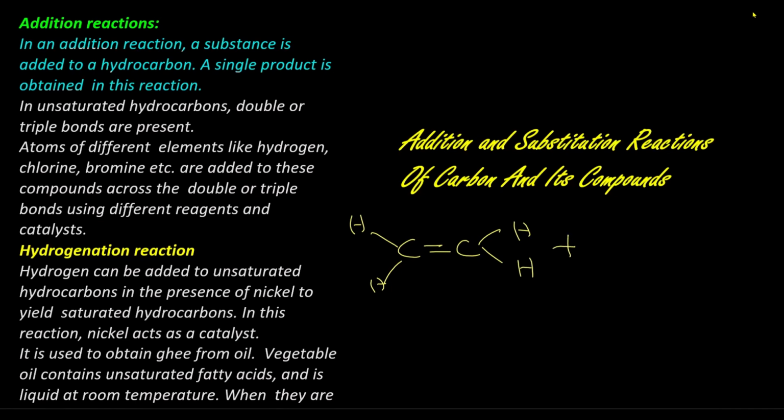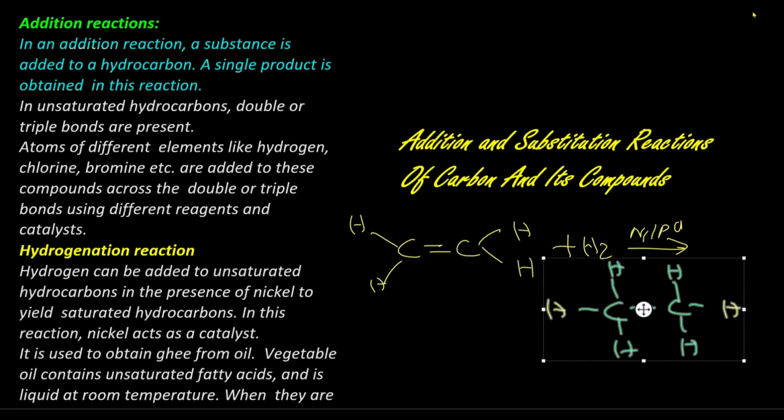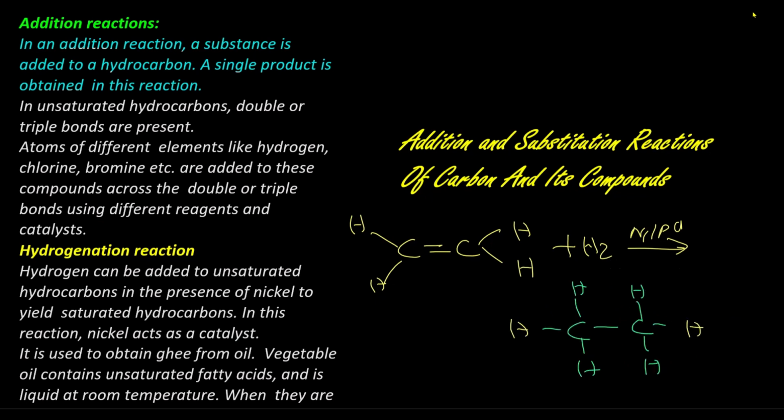Now, if I add hydrogen to this in the presence of a catalyst, normally nickel or palladium, see what happens in this case. Here, the double bond between the carbon-carbon atoms breaks and it accommodates two more hydrogen atoms. So you can see from here that in the reaction, two more hydrogen atoms are added. Look into this. This is the product so formed.